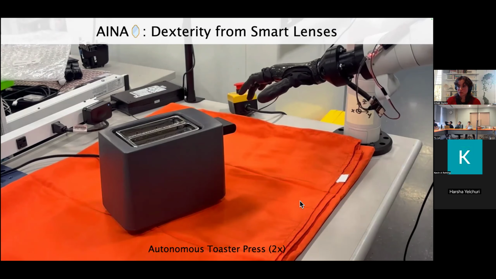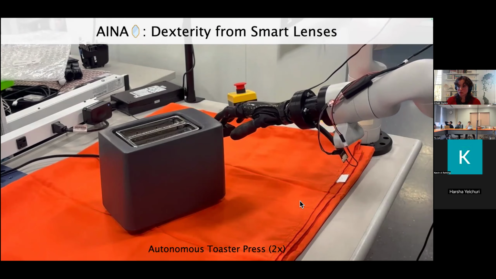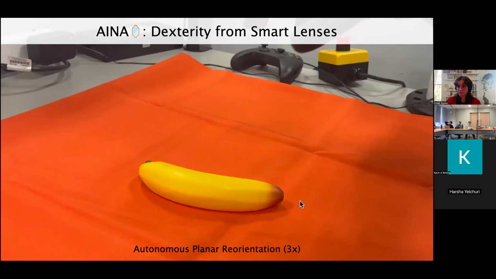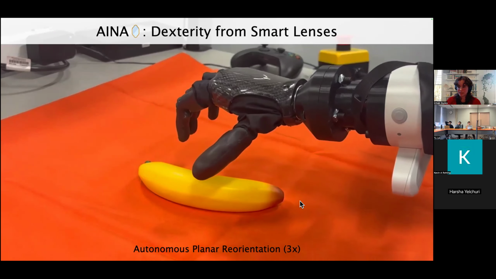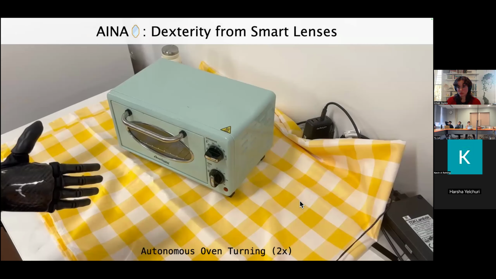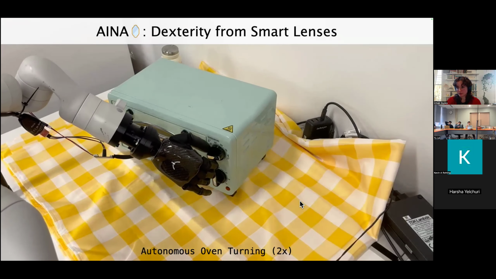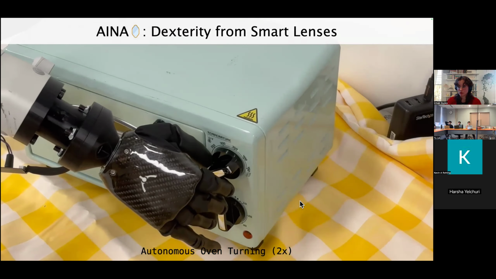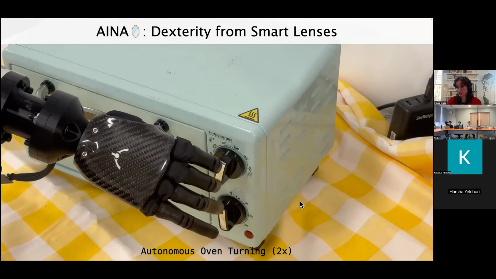Then the saucer press, that is, we have liner reorientation, and then this task. This was a very difficult task for this framework to learn. It's oven turning.